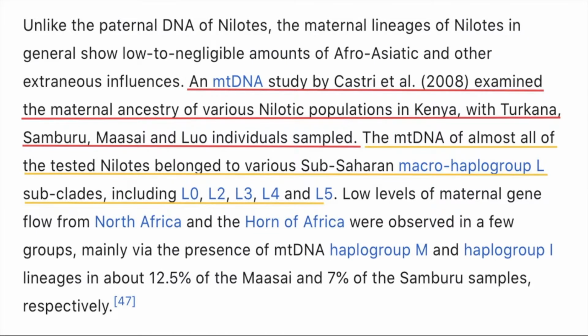An mtDNA study by Castri in 2008 examined the maternal ancestry of various Nilotic populations in Kenya and Turkana, with Samburu, Maasai, and Luo individuals sampled. The mtDNA of almost all of the tested Nilots belong to various sub-Saharan macrohaplogroup L subclades, including L0, L2, L3, L4, and L5.